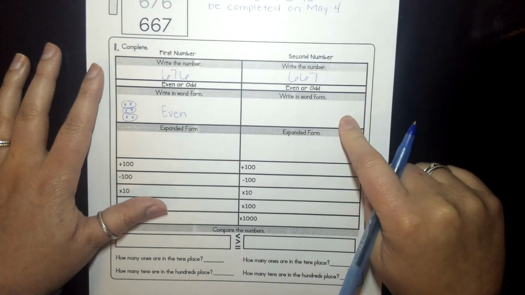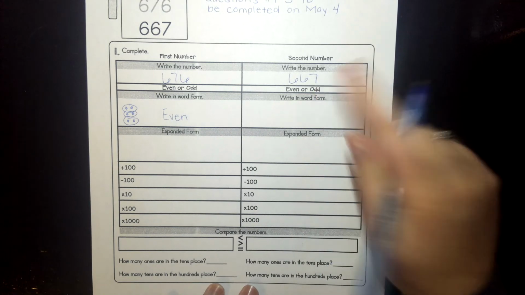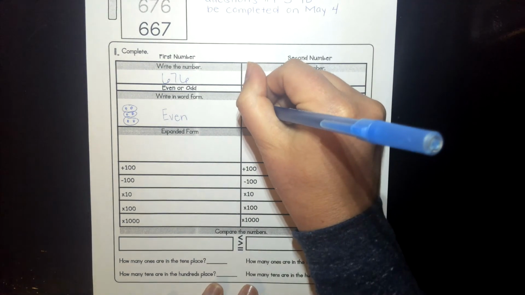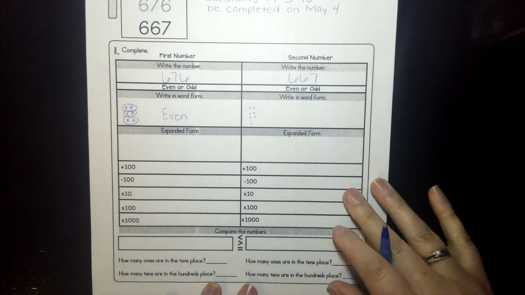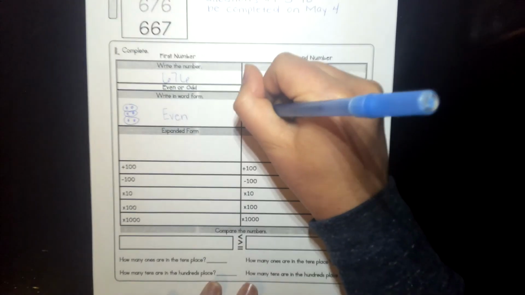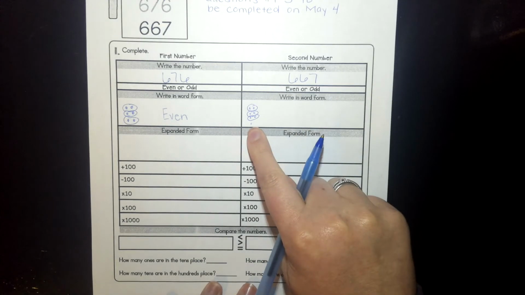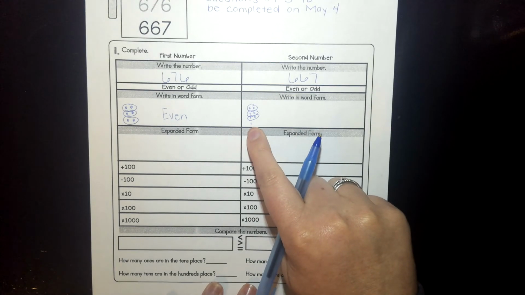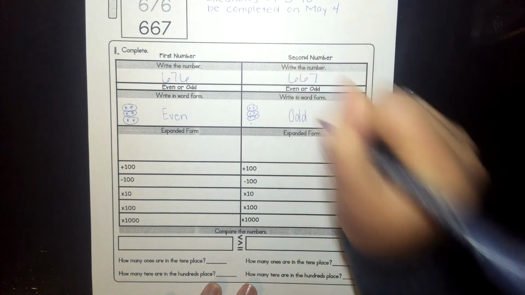Now looking at 667, again, I'm going to look at the ones place. I'm going to draw my 7 dots. Here are my 7 dots. You can see I have these guys all buddied up, but then this guy down here is by himself, which means that this number is not even, it's odd. Okay?